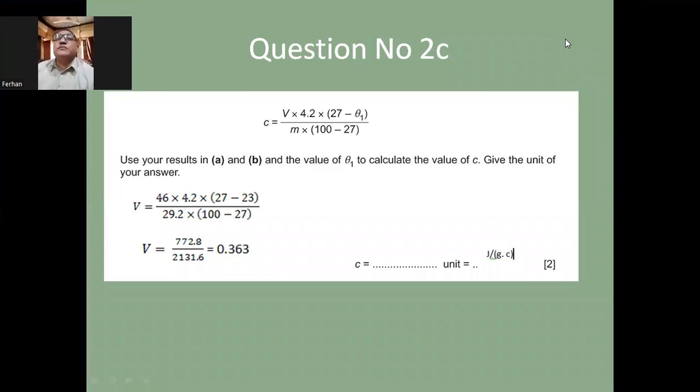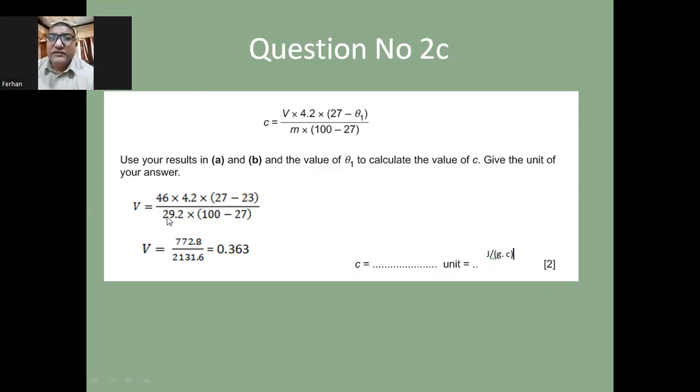So this is a very simple procedure. You see theta 1 was 23 and the M is 29.2. Just put these values here. So very carefully in your calculator, you will write 46 multiply 4.2 multiply bracket start 27 minus 23 bracket close, equal to. So that will give you 772.8.